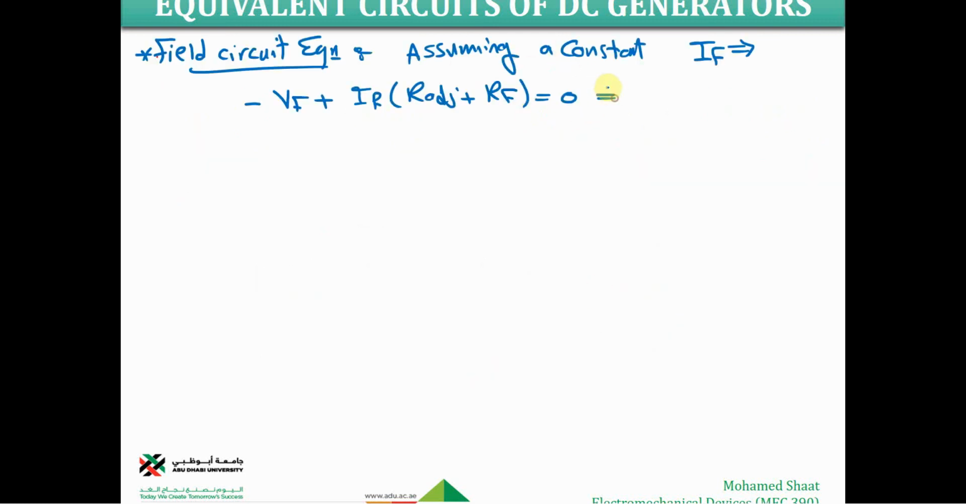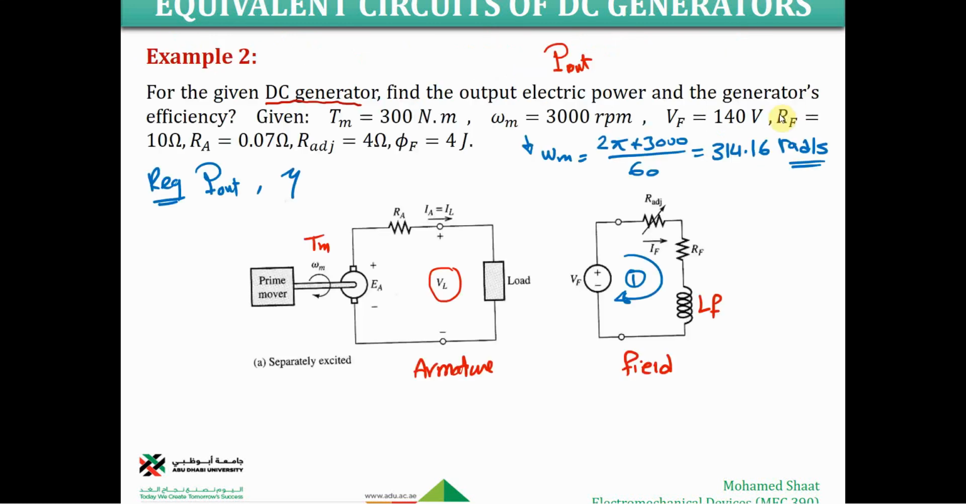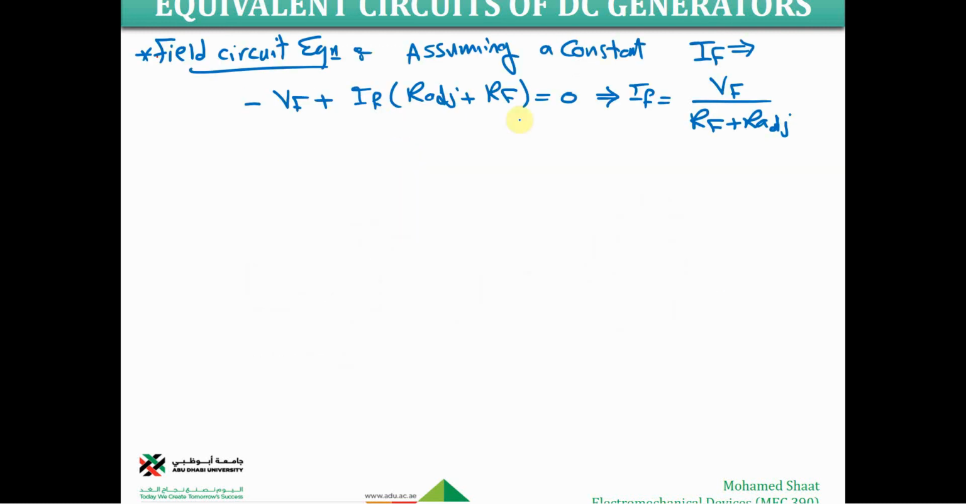So from this equation, we can simply calculate IF. IF will be VF divided by RF plus R adjustable. Based on the given information, VF is 140, RF is 10, and R adjustable is 4. So IF will be 140 divided by 10 plus 4. This is going to give us 10 amperes. I'm sorry, this is going to be the field current within the field circuit. Then we're going to move to the armature circuit.